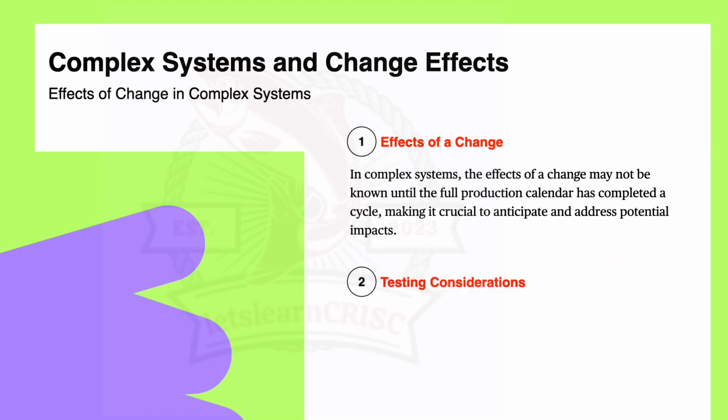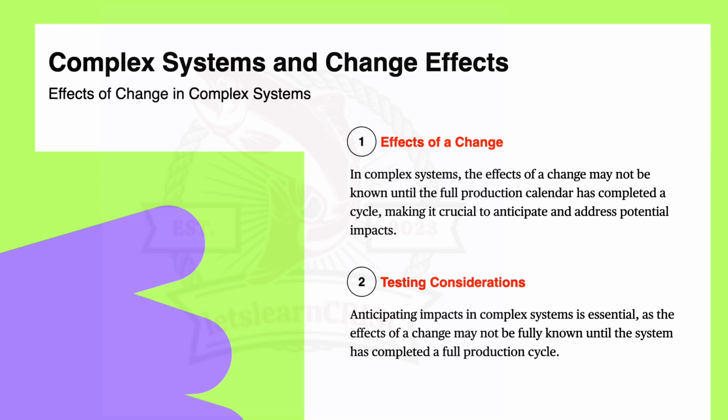Right? Next is about the testing consideration. Friends, anticipating impacts is vital because the full effect of a change in a complex system may not be fully known until the system has completed a full production cycle. So testing must consider potential long-term consequences. Right? So in simple terms, we can say that it is like changing a major ingredient in a complex recipe. The texture might only be apparent after the dish has gone through the entire cooking process. That is the effect of a change, right?